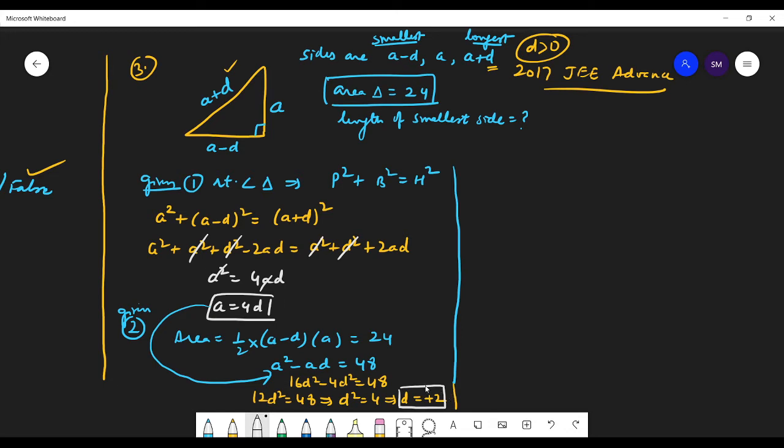Okay, now put this value of d over here. What do you get the value of a? 8. So you have got both the values. So what is your smallest side, students? Smallest side is a minus d, 8 minus 2, that is equals to 6 units. So see, students, you are now able to solve the JEE Advanced level questions also.